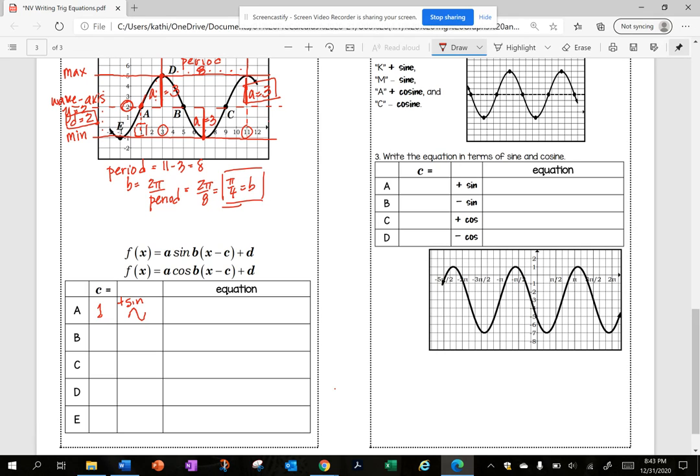So now I'm going to substitute in all 4 of my variables. So I have f of x equals A, which is 3, times the sine. B is pi over 4. X minus C, C is 1. And D is plus 2. So D is 2.